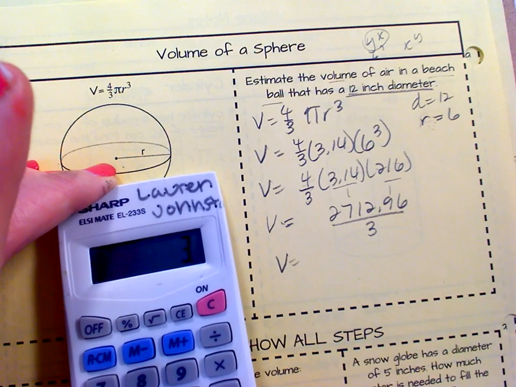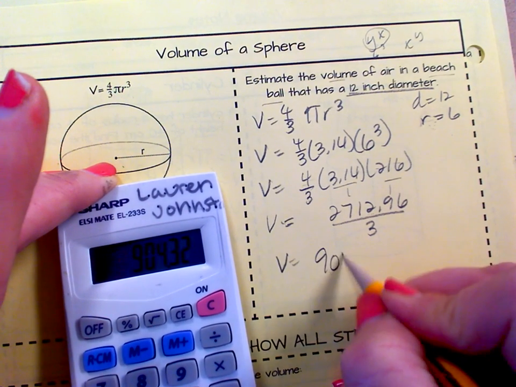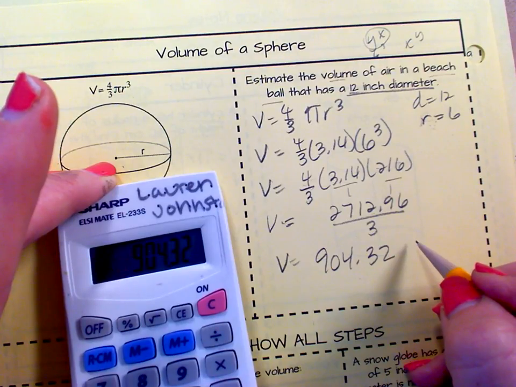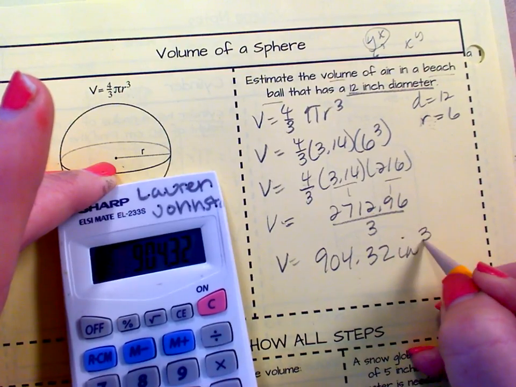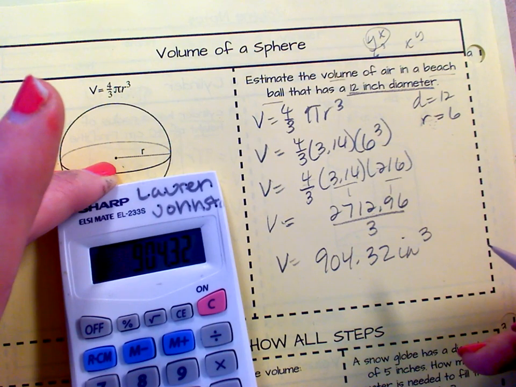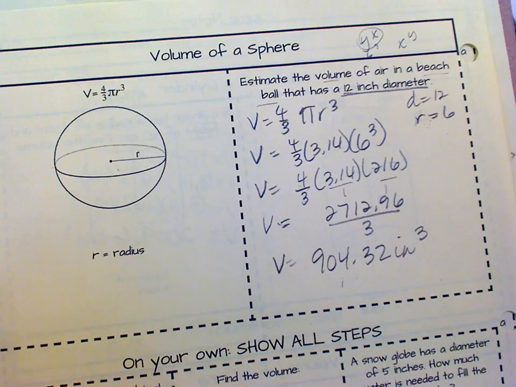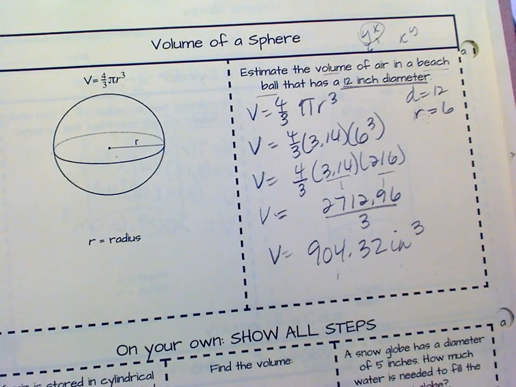So now divided by 3 equals 904.32 inches cubed. Yeah, just making sure that I did that right. So 904.32 inches cubed. Okay. So these you're doing on your own.